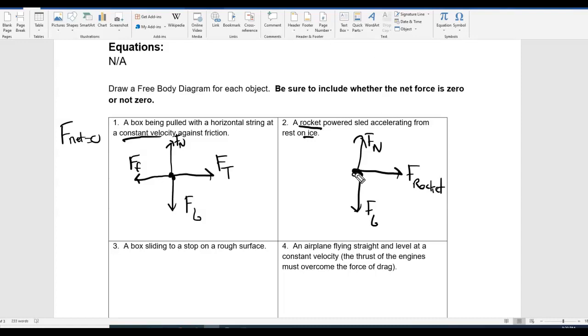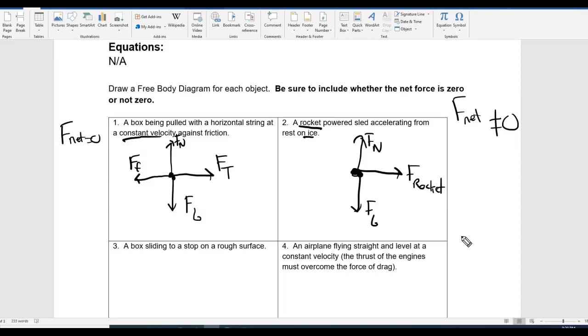Notice, by the way, when you look at my free body diagram, these two forces cancel. FN and Fg cancel. There is a net force. The net force is not equal to 0. Okay, in fact, the net force is to the right, and so the sled is going to accelerate to the right. Now, one last thing before you work on your practice problems.